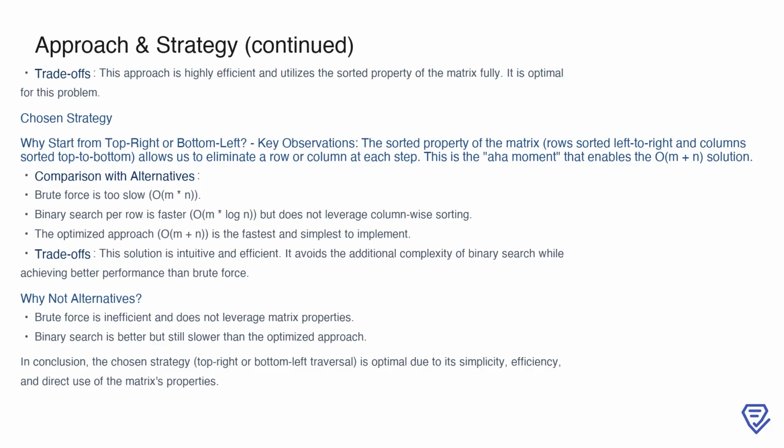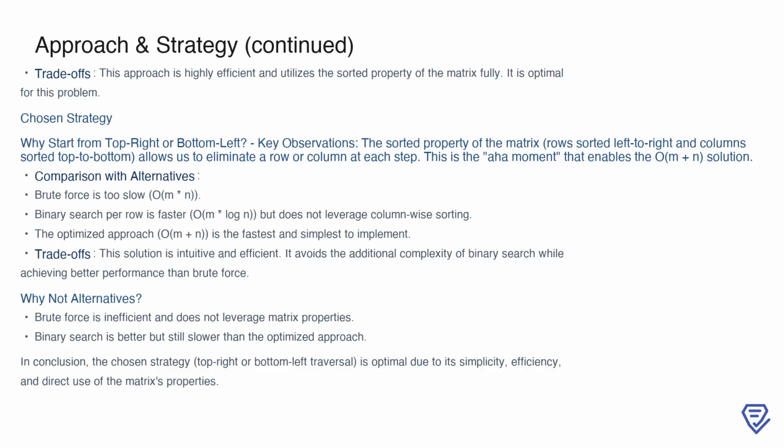Compared to the alternatives, brute force is far too slow at O(m*n), and binary search per row, while better at O(m*log n), still fails to leverage the column-wise sorting. In contrast, the optimized approach achieves the best possible time complexity of O(m + n), while being intuitive and easy to implement. This strategy avoids the overhead and complexity of binary search while delivering superior performance.